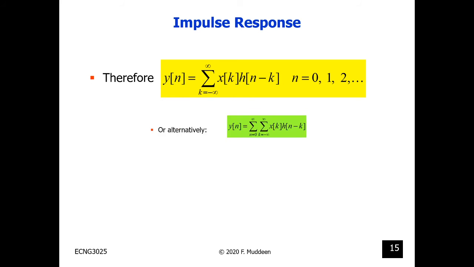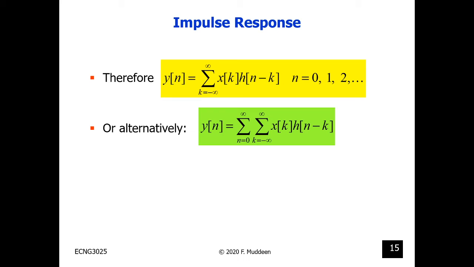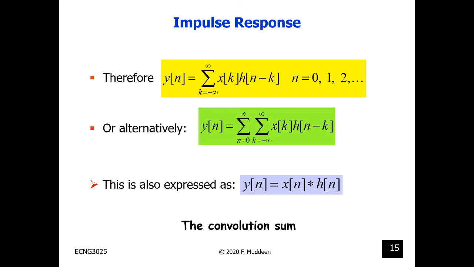Alternatively, we can make this into a double summation series where we have our summation here for n and k, where in particular we'll be using the yellow highlighted block to represent our system here. The shorthand version to represent this will be y of n is equal to x of n star h of n, and the proof that we just now observed here for this is what we refer to as the convolution sum or discrete time convolution.